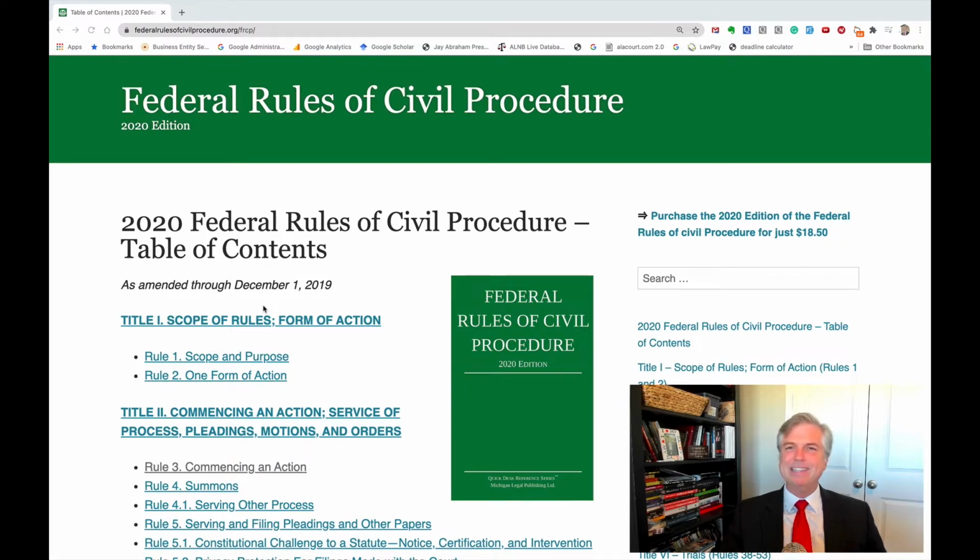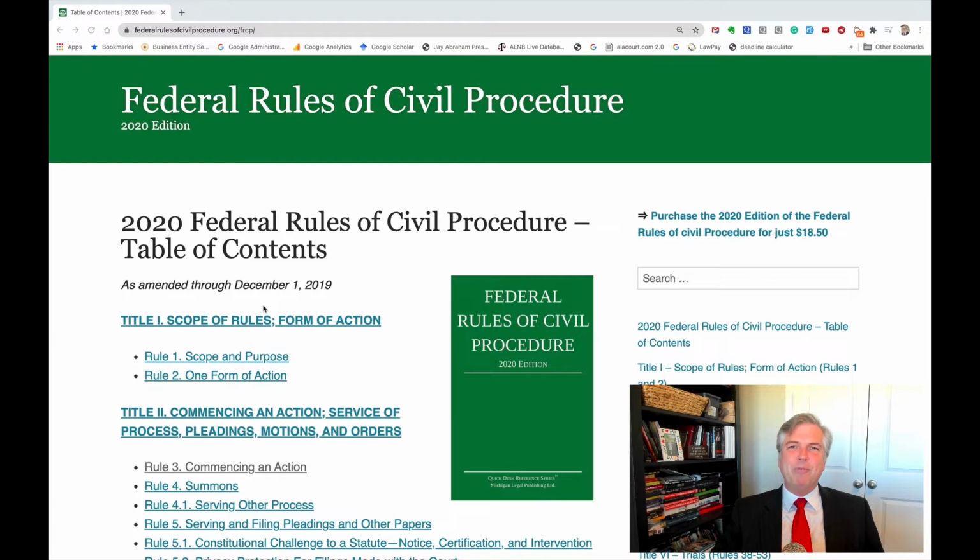We're not going to go into the details of these rules, but kind of give you an overview of them. So first of all, what are the rules of civil procedure? Well, those are the rules that govern civil lawsuits, just like the rules of an NFL football game that tells you how you do that. Now, if you're playing basketball, that's different. If you're playing college football, there's going to be some differences.